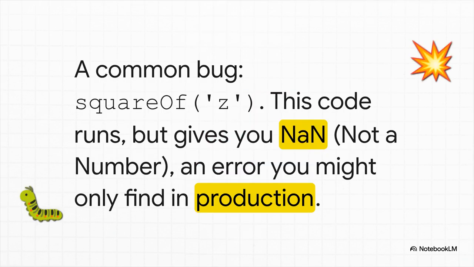Here's a perfect example of how JavaScript's flexibility can sometimes be a problem. Let's say you have a function that's meant to square a number. Simple enough. But what if you accidentally give it the letter Z instead of a number? JavaScript doesn't complain. It just runs the code and quietly gives you back NaN, which means not a number. You might not even notice this bug until it's out in the wild affecting real users.